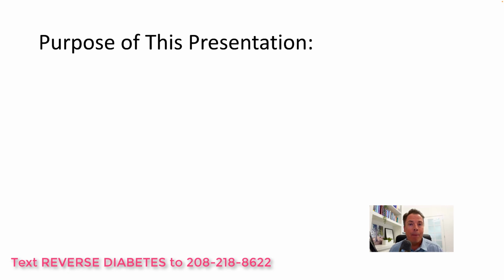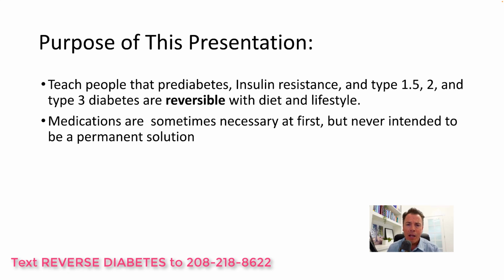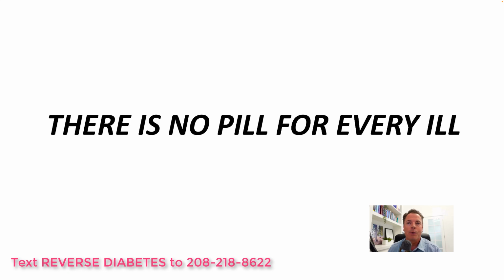So the purpose of this presentation is to help you understand the many different types of diabetes. And what we're talking about here is prediabetes, insulin resistance, type 1.5, type 2, and type 3. These are all reversible with diet and lifestyle. And also medications are sometimes necessary at first, but these were never, ever intended to be a permanent solution, except for those who are selling them.